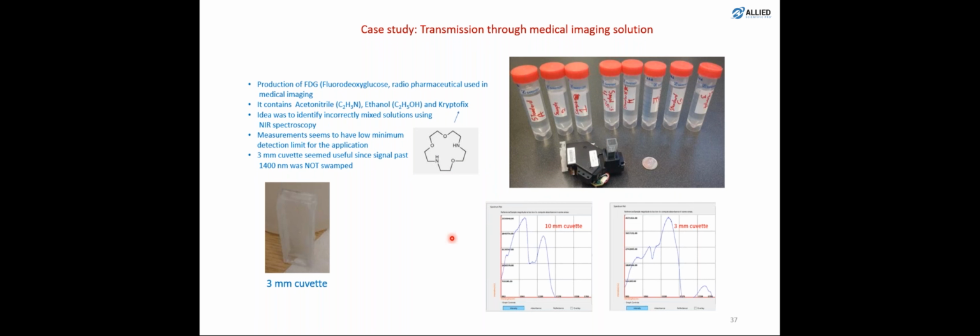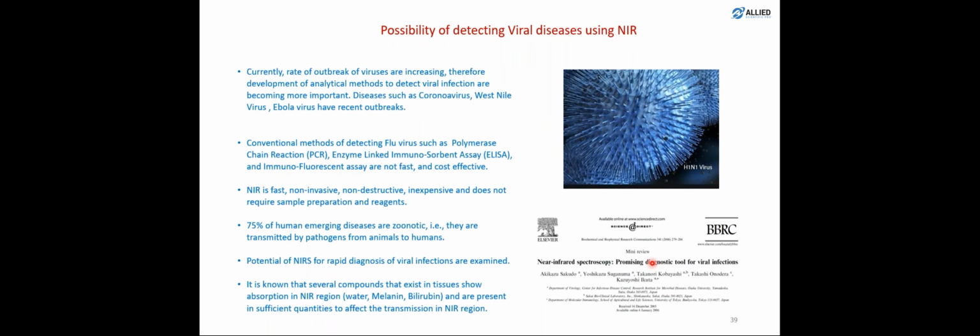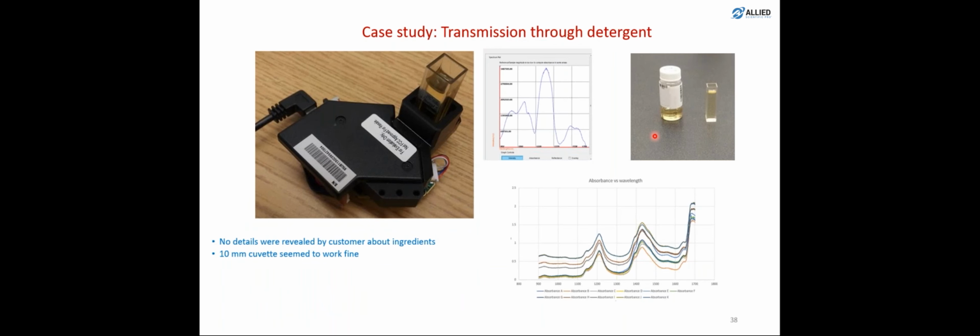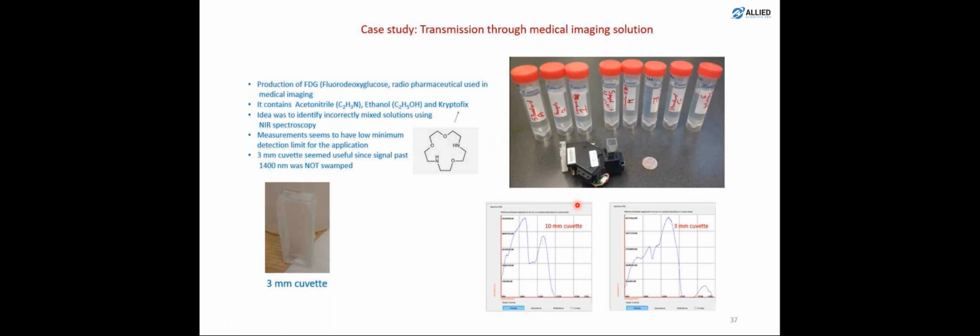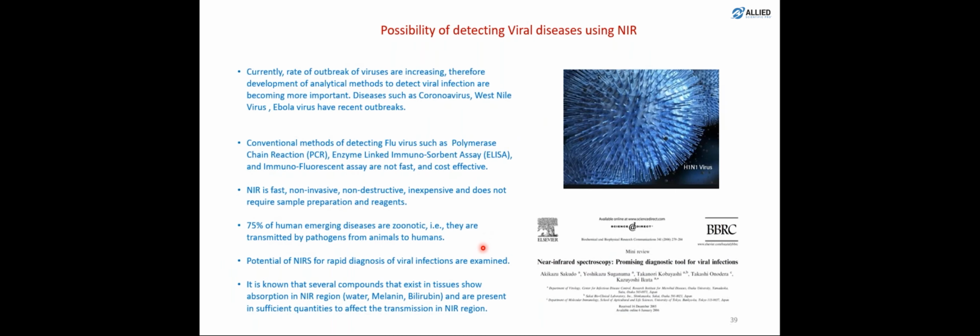The transmission model was used to measure different liquids. One has to be careful, for watery samples, sometimes you don't get enough signal. A signal is swamped past 1400 if you use a 1 centimeter cuvette. But if you reduce the size of the cuvette to 3 millimeter thickness, those signals will reappear. So that's the consideration. This is for soap.